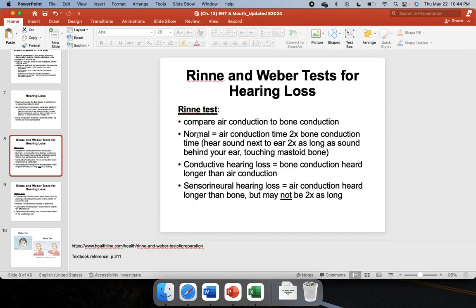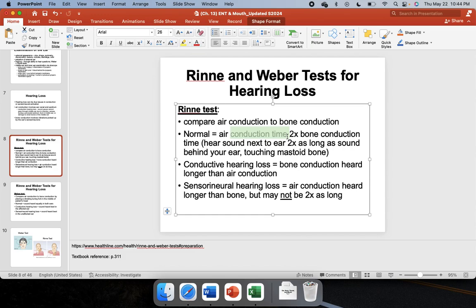And so you'll see this here. So on normal, air conduction time should last longer than bone conduction. So if a person is unable to hear after the bone conduction goes away, then we suspect that they have conductive hearing loss. If they have sensory neural problems, the air conduction will be heard longer than bone, but it won't be 2 times as long.